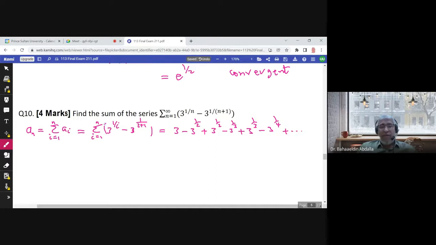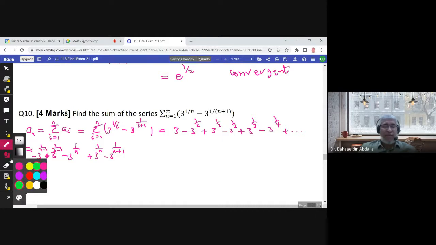And when i is n, I'll have 3 to the power 1 over n plus 1 here, and 3 to the power 1 over n here. And this is for i equals n. When i equals n minus 1, I'll have n minus 1 plus 1, so this would be n, and here 1 over n minus 1. When i equals n minus 2, I'll have 3 to the power 1 over n minus 2 minus 3 to the power 1 over n minus 1.